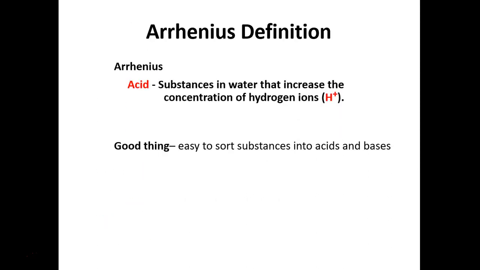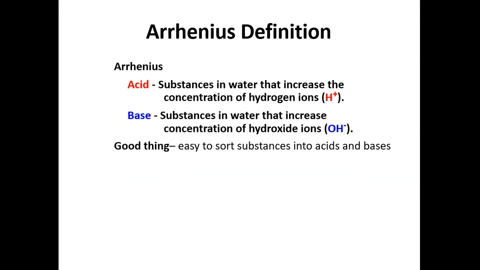All right, so the Arrhenius definition basically says that acids are substances in water that increase the concentration of hydrogen ions. Bases increase the concentration of hydroxide ions. Now, this is actually a very useful definition, even though it's pretty narrow, because it's really easy to sort substances into acids and bases using this definition. The problem is that many bases in particular don't actually contain hydroxides, and certainly there are acids that don't contain hydrogen ions as well.